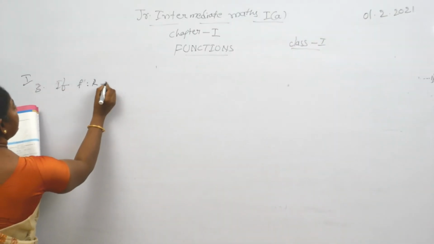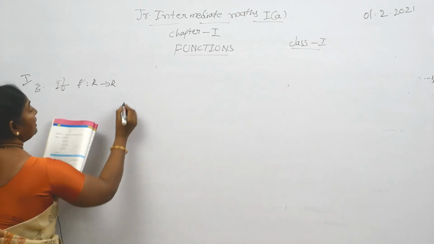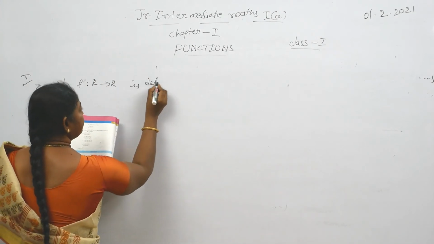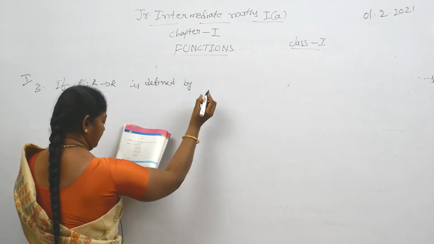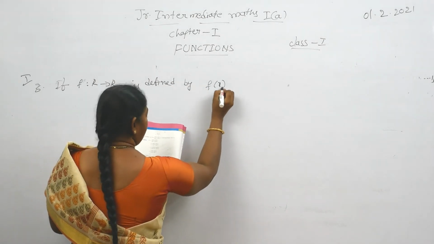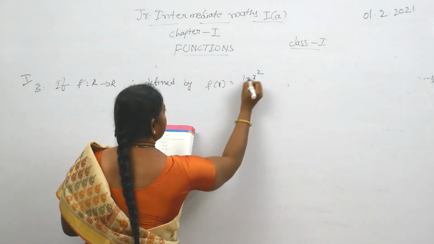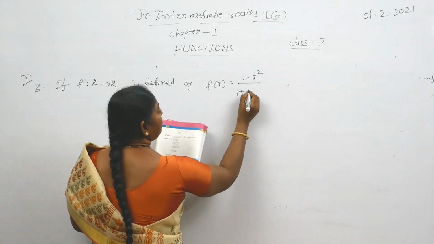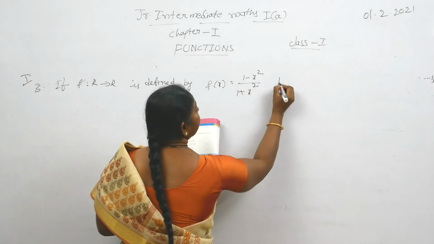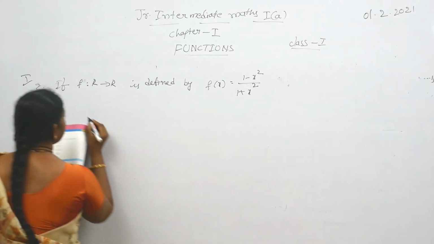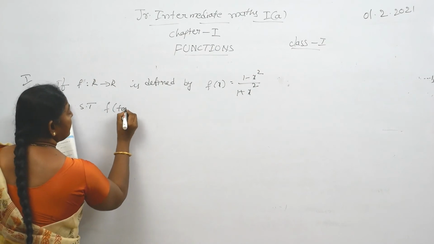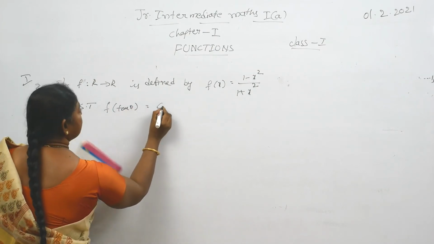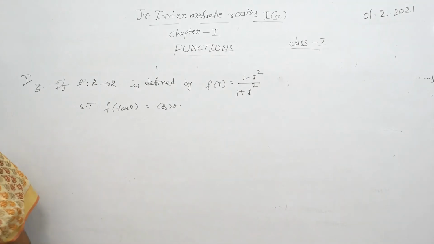Next, third problem. F from R to R is defined by f of x equal to 1 minus x square by 1 plus x square. Then show that f of tan theta equal to cos 2 theta.